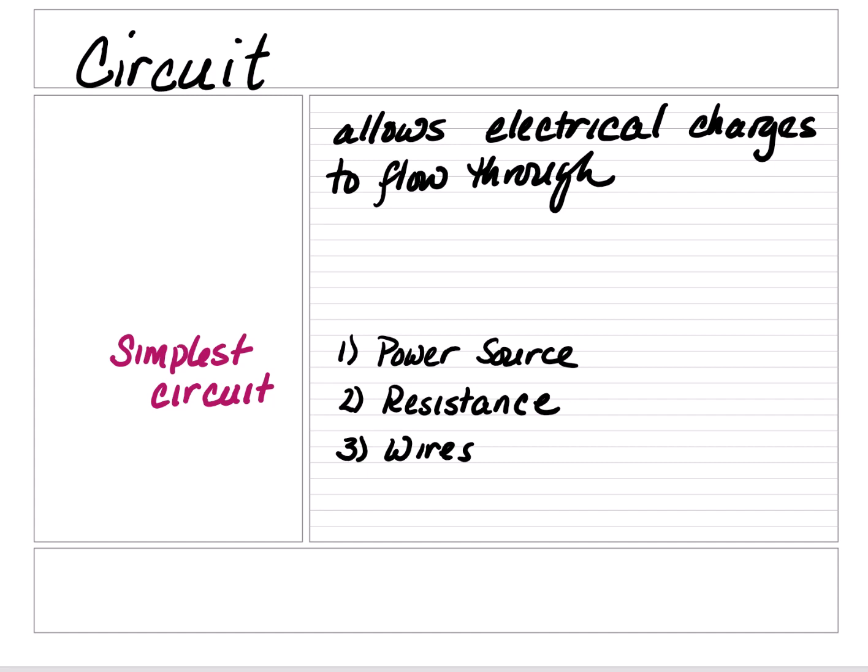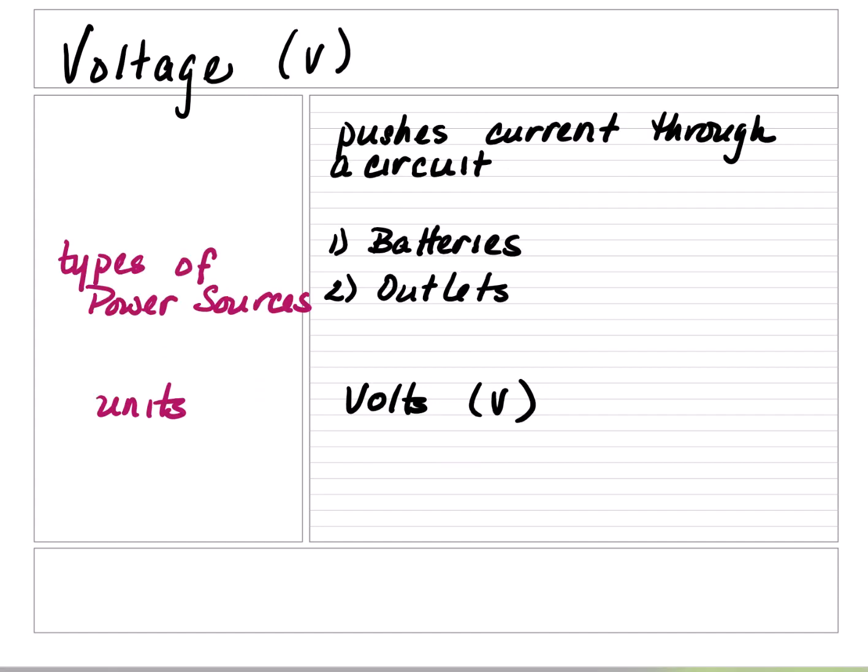Circuits allow electrical charges to flow through. The simplest circuit you will encounter in class will have a power source, resistance, and wires. Power sources provide voltage, capital V. The purpose of voltage is to push current through a circuit. The two types of power sources that you are familiar with are batteries and outlets. The units for voltage is volts, capital V.